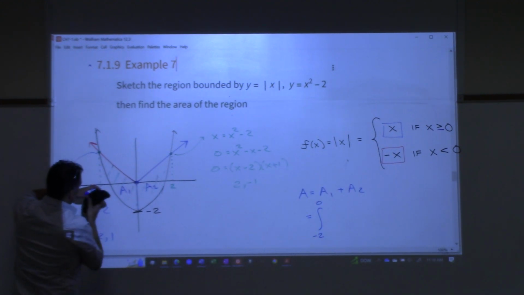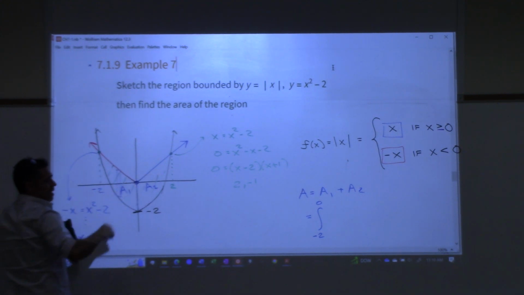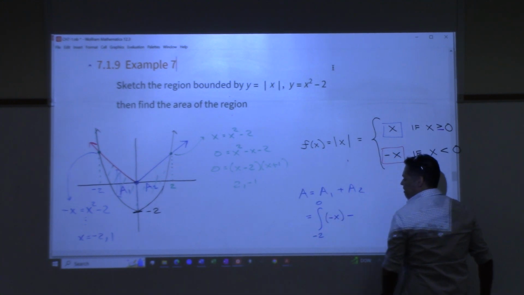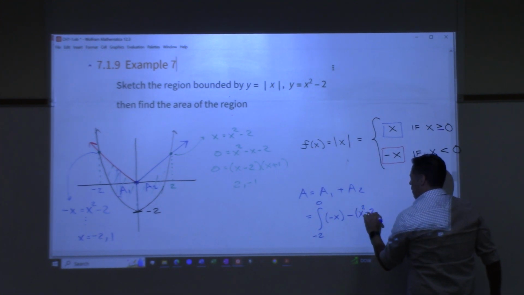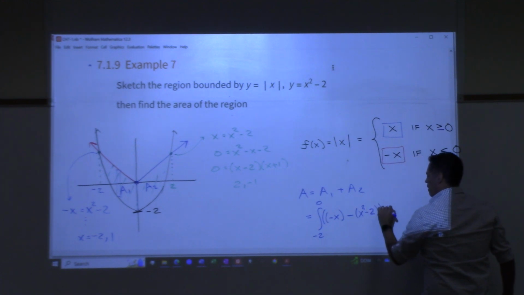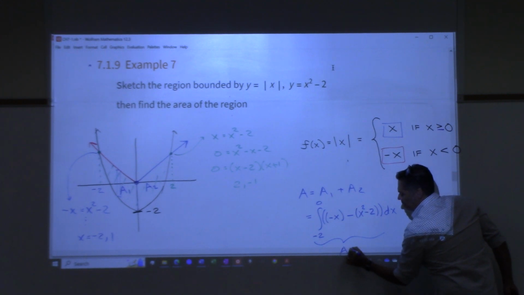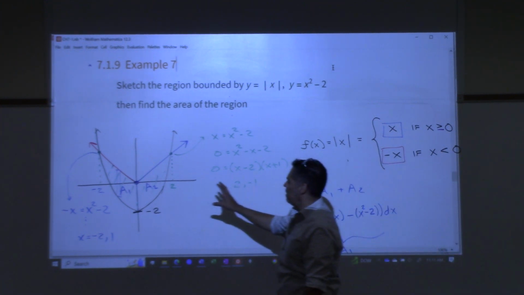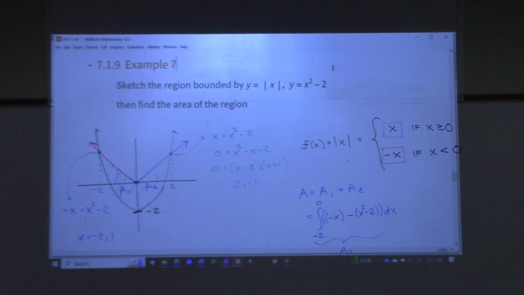Our top function here is the red, right? Yeah, which is negative x minus the bottom function, x squared minus 2, all of that dx. That is the area of the first region, right? It should be A1 minus A2, right? No, because I'm adding these two areas together. Oh, okay, I'm getting the total area. Yeah, I thought it was somewhere else. Gotcha.